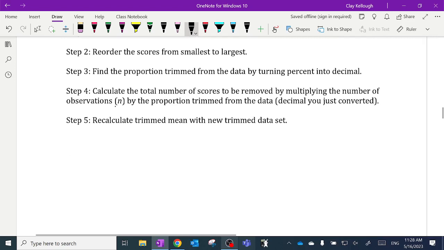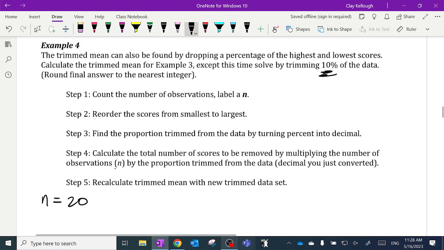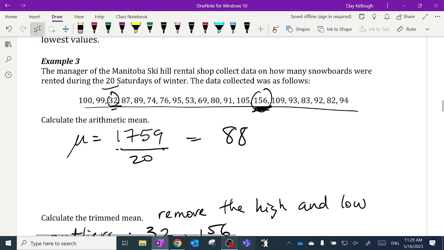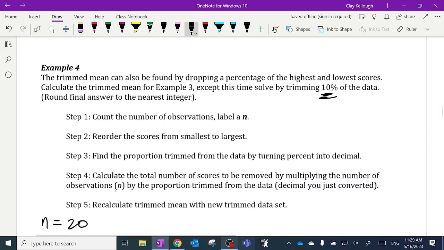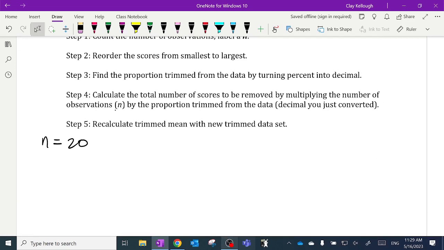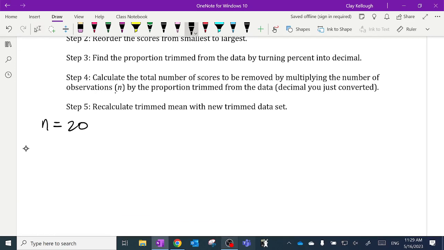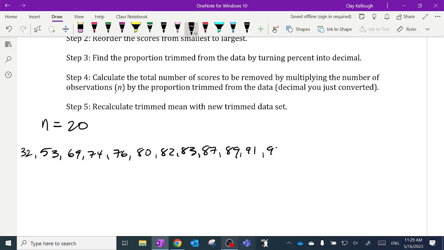So, all right, here's how we're going to do this. First of all, the number of data points in the example was 20, right? There were 20 days where we counted how many snowboards we rented. Step 2, reorder from smallest to largest. Okay, I already did this. It's 32, 53, 69, 74, 76, 80, 82, 83, 87, 89, 91, 92, 93, 94, 95.